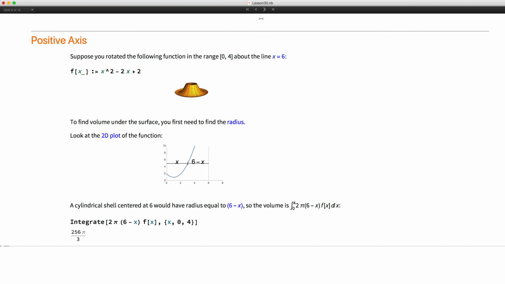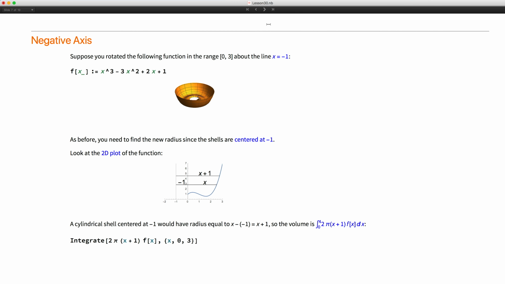On the other hand, if you have a negative axis, so let's say you have x equal to -1 over here, and you have this function. Now if you look at the radius, it's going to be x plus 1. And so your formula is slightly different. You have 2 pi times x plus 1 times f x dx. You work out the answer and you get back the volume in this case.